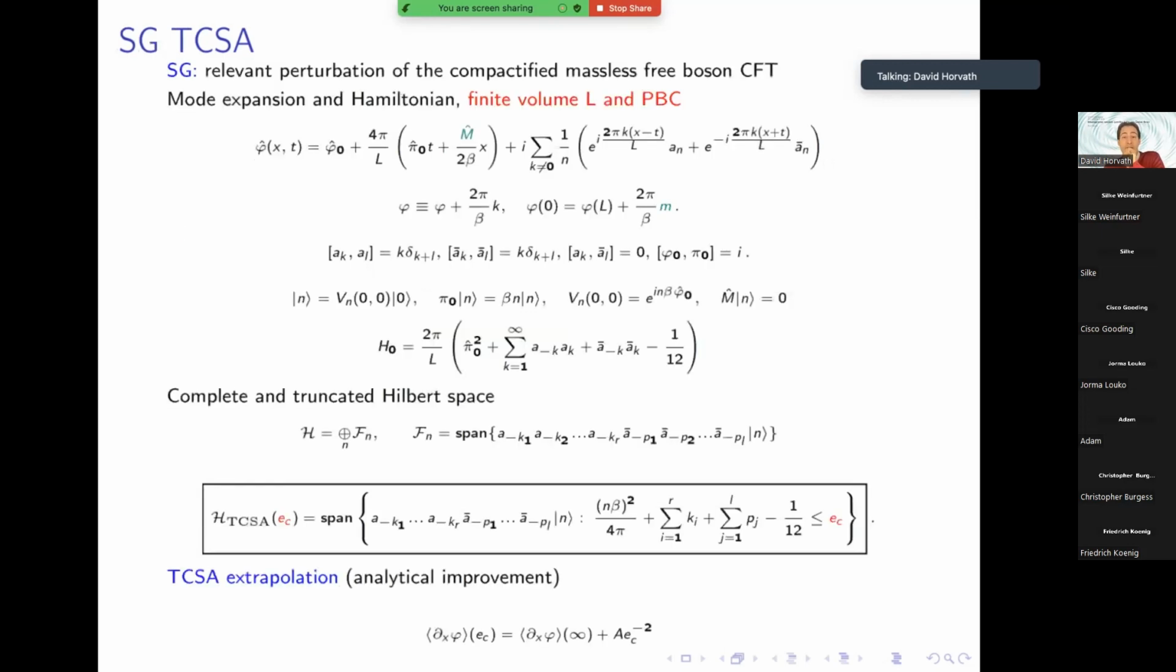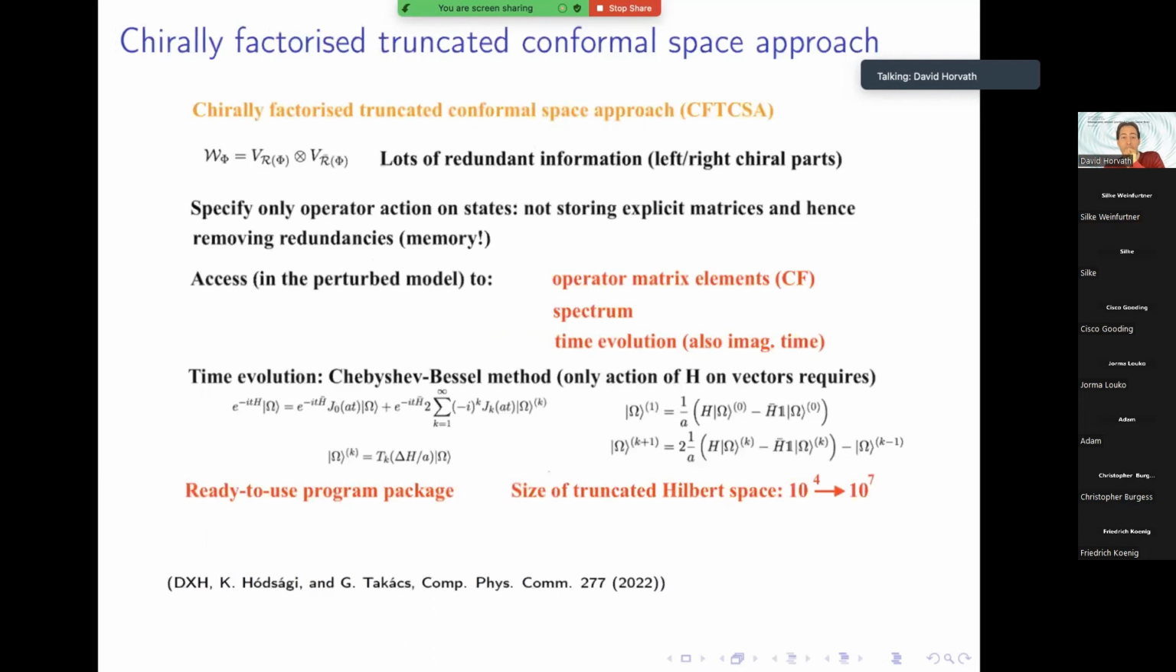I would skip this slide, which is technical, and is just about the sine-Gordon and the underlying CFT. I would rather talk about this improvement of the TCSA method, which was recently done by my collaborators. So we now have the basic idea. You have finite dimensional matrices, but you very quickly realize that as long as you have periodic boundary conditions, these matrices contain lots of redundant information. If you store them in your memory, there is lots of redundancy.